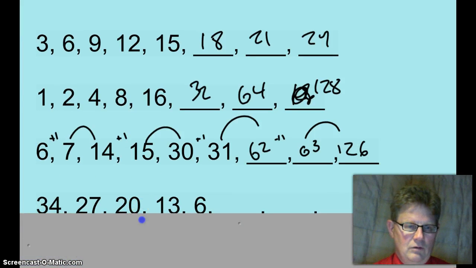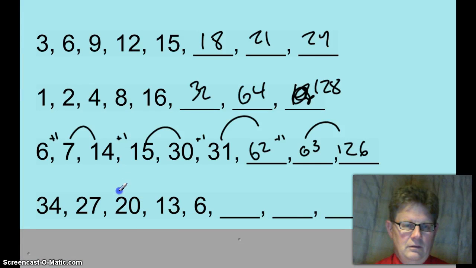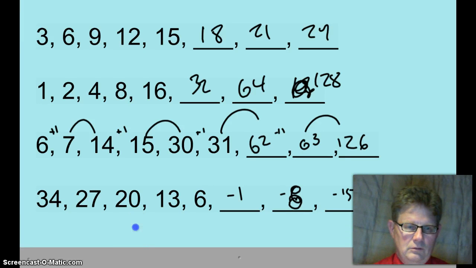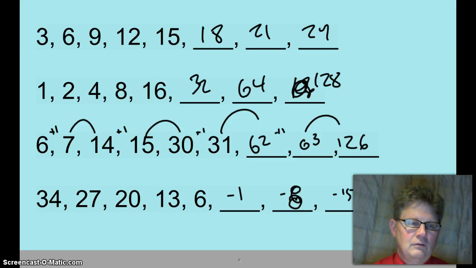Alright, the next one. What's going on here? That's right. It's going down by 7 each time. Absolutely. Whoa, -8, not -6, and -15. And I think that's the last one for this page. It is. Let's go on to the next set.